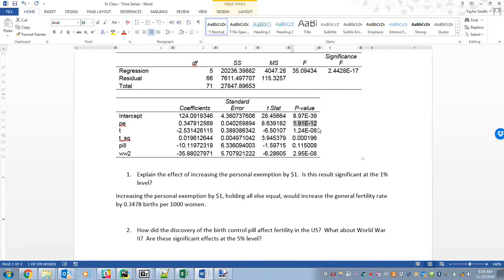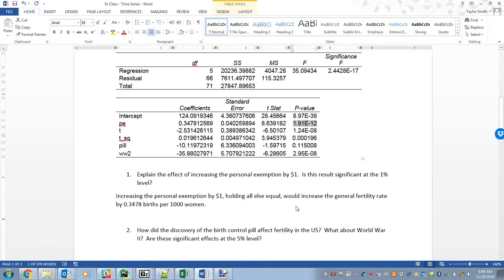So if we're testing at the 1% level, we have to ask, is our p-value less than 1%? If it is, we'll reject the null and say that it is a significant variable. In this case, our p-value is definitely less than 1%. Remember, 1% is 0.01. This is 0.000000, I don't know how many zeros I just said, 191. So this is much smaller than 1%.